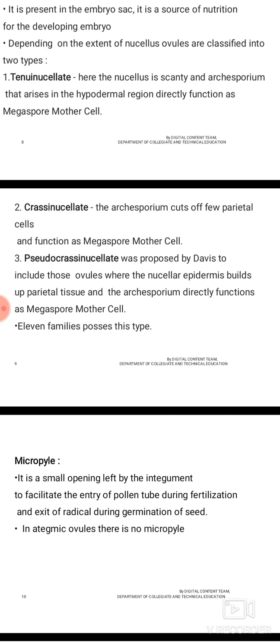Coming to the next part of an ovule, that is micropyle. It is a small opening left by the integument to facilitate the entry of pollen tube during fertilization and the exit of radicle during the germination of seed. And in case of ategmic ovules, there is no micropyle.